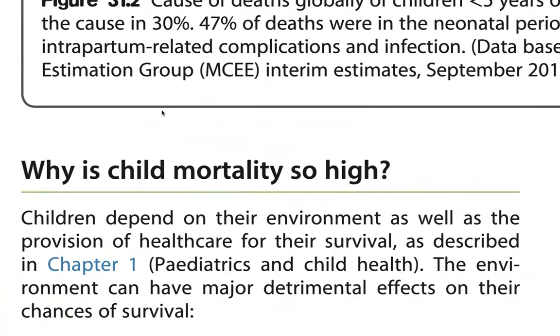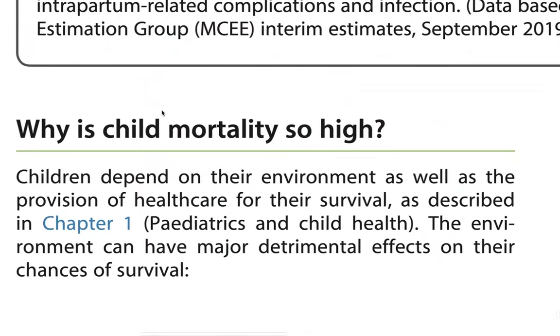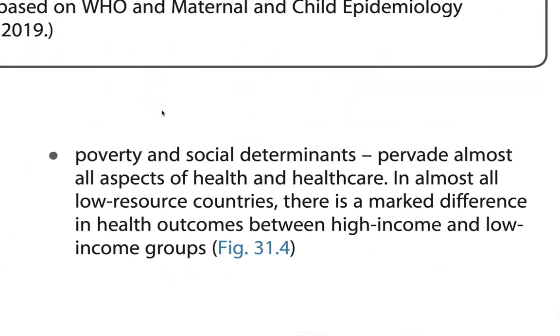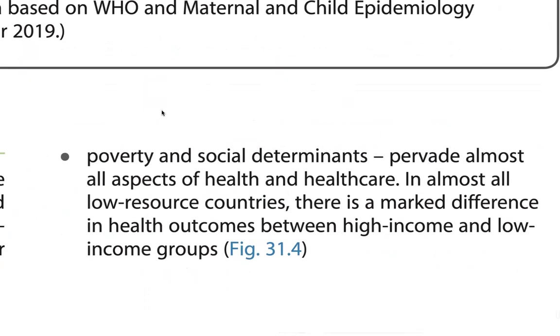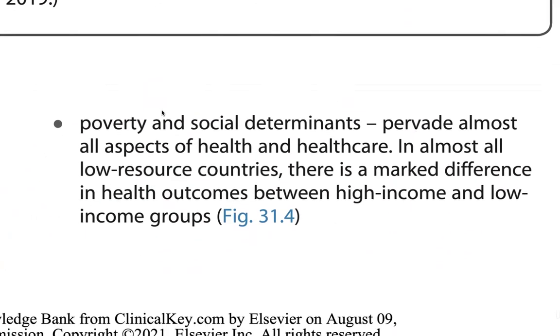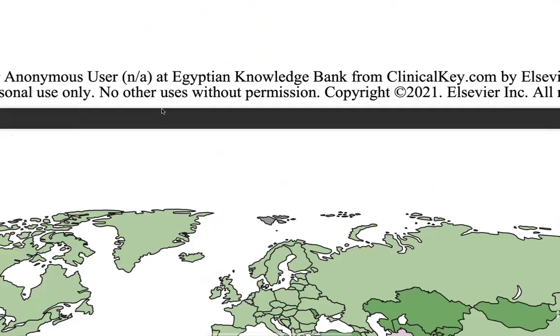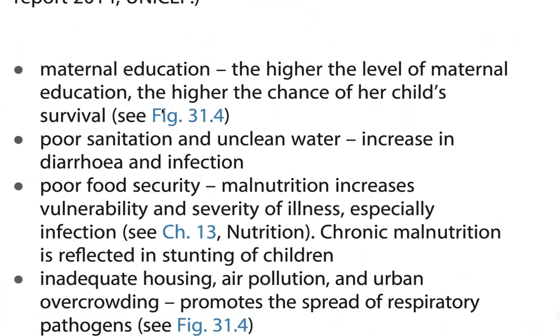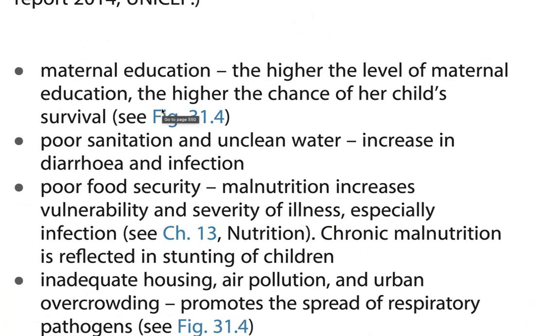As described in chapter 1, environment can have major detrimental effects on their chances of survival. Poverty and social determinants pervade almost all aspects of health and healthcare in almost all low resource countries. There's a marked difference in health outcomes between high income and low income groups. And maternal education: the higher the level of maternal education, the higher the chance of child survival.